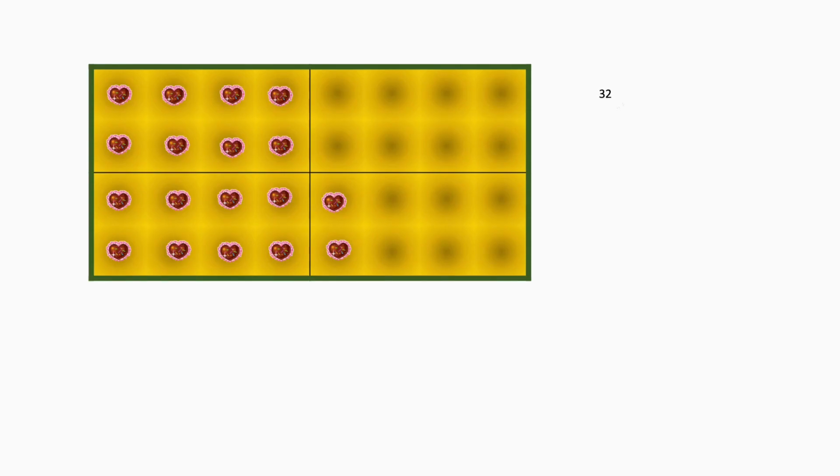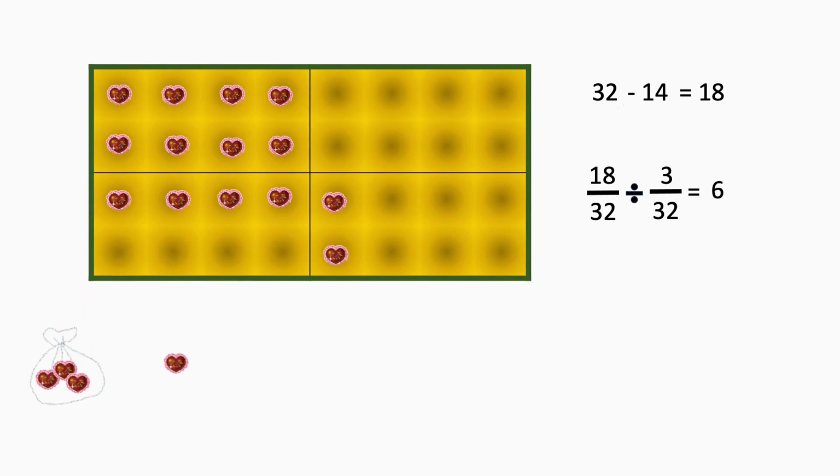Well, we have a box of 32, with 14 over 32 of that having been eaten. That means 18 over 32 of them are still available to eat. Now, we want to divide 18 over 32 by 3 over 32, and finally, we can have 6 packs of free chocolates that Katie and her friends can eat for 6 days.